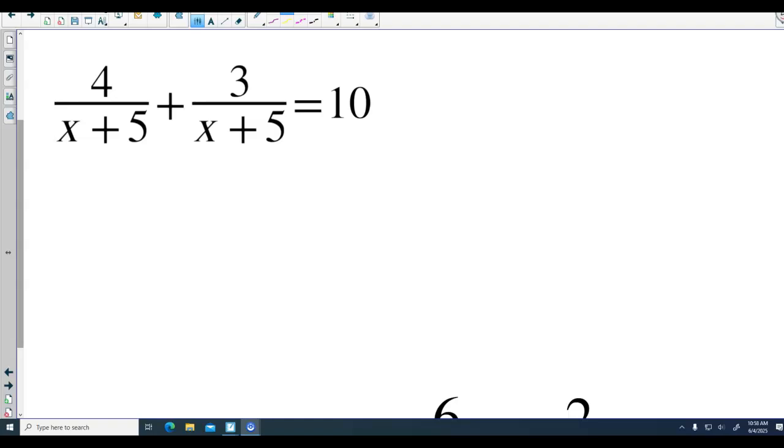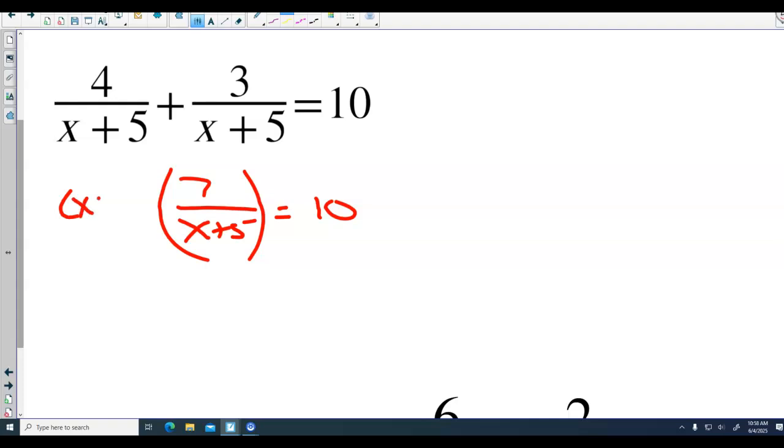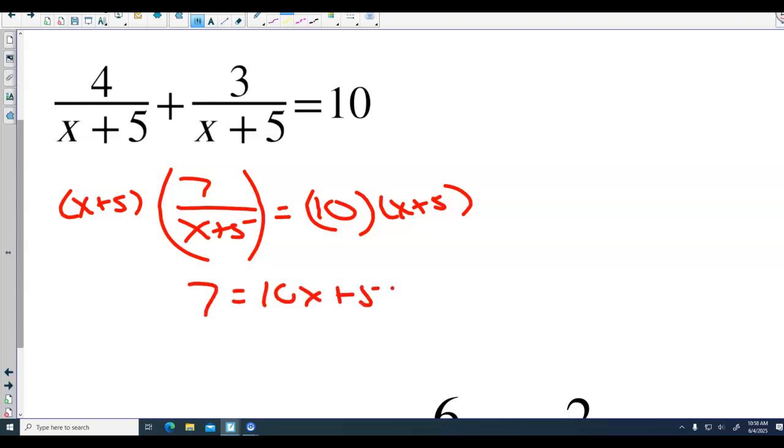The rules of adding and subtracting fractions don't change that. All right, you have a common denominator, 7 over x plus 5 equals 10. Now you can put it as 10 over 1 and cross multiply, or we get rid of the fraction by multiplying by the denominator. So now you're left with 7 equals 10x plus 50.